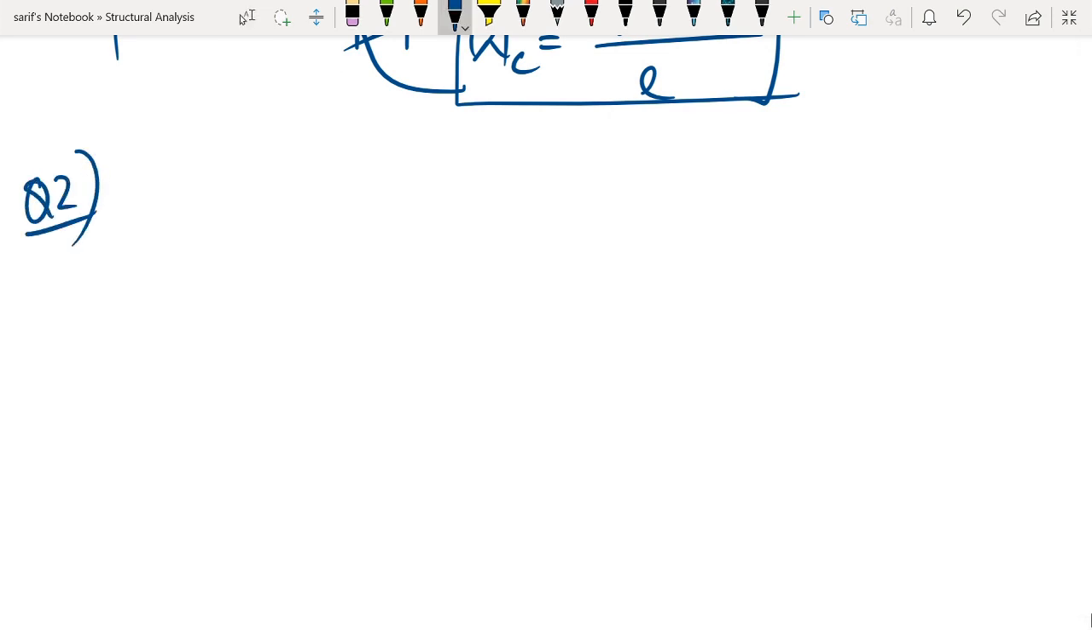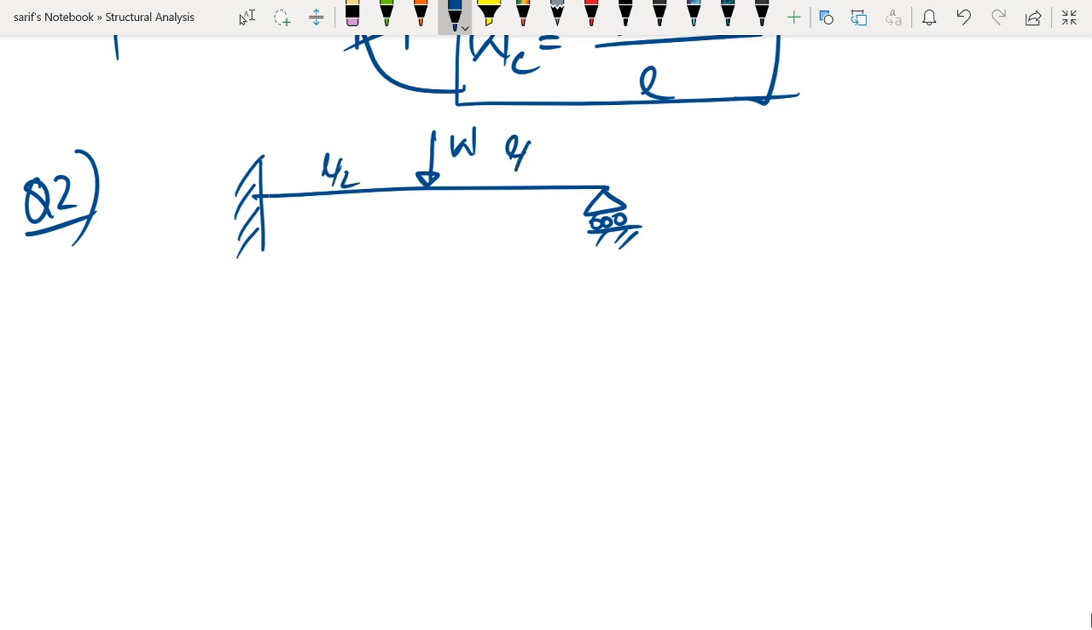The second question that we are going to consider is that of a propped cantilever. So what we have is a propped cantilever, and let us say we have a central concentrated load W. Let this be L by 2, this becomes L by 2. Again, the different terms that we have to find: the first one is the degree of static indeterminacy, that is 1. Second thing is the number of possible plastic hinges.